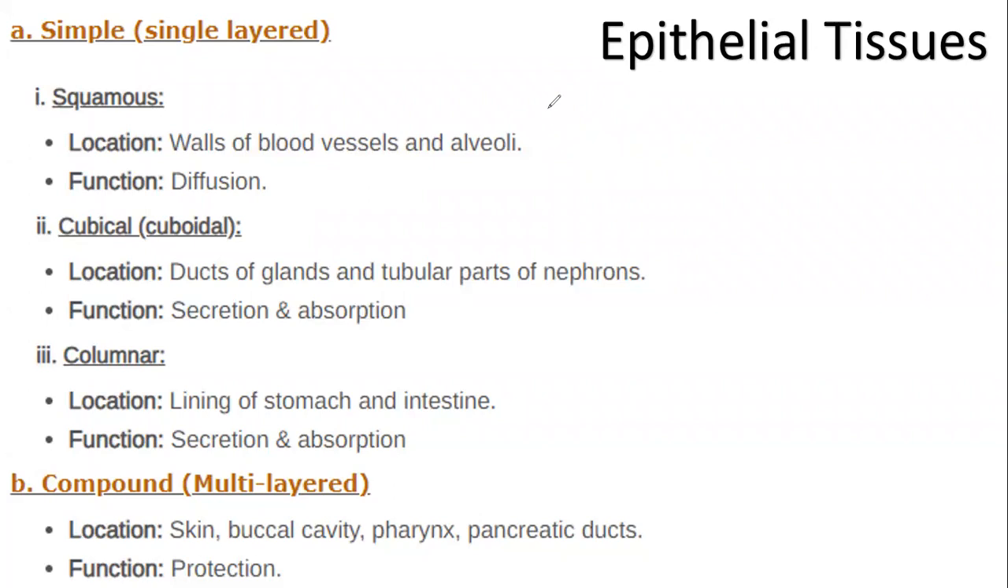Then if we move on to cuboidal epithelium, that is composed of cube-like cells and, as we have discussed, it is found in the ducts of glands and tubular parts of nephrons in kidneys. And what is their main function? As we have discussed, exactly it is secretion and absorption. Okay, and the cells of this cuboidal epithelium may have certain structures called microvilli.